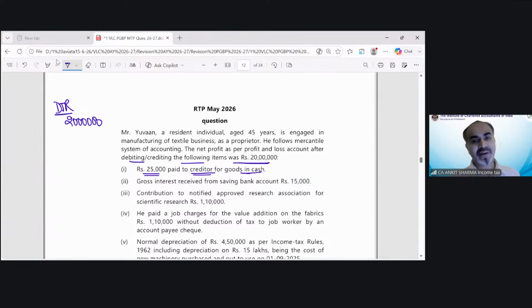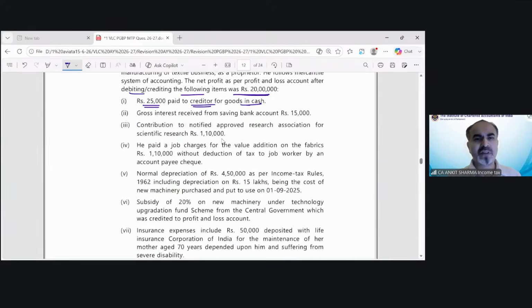25,000 paid to a creditor for goods in cash. So this is going to be disallowed, of course. Interest received from savings bank account, rupees 15,000 gross interest. So this gross interest is going to be reduced from the income.